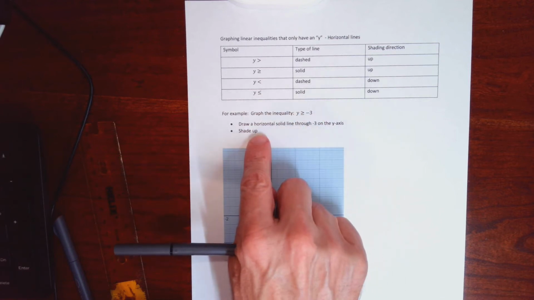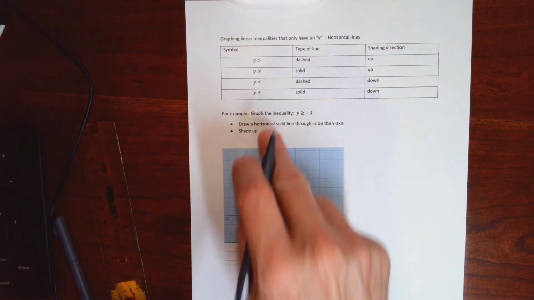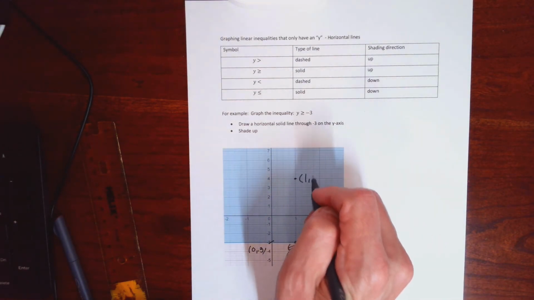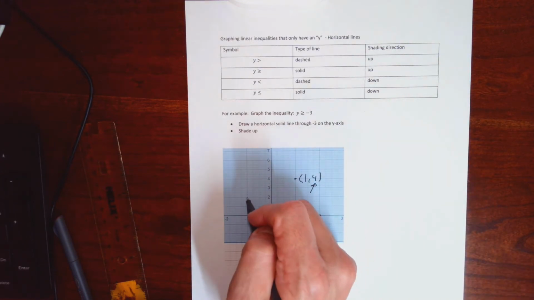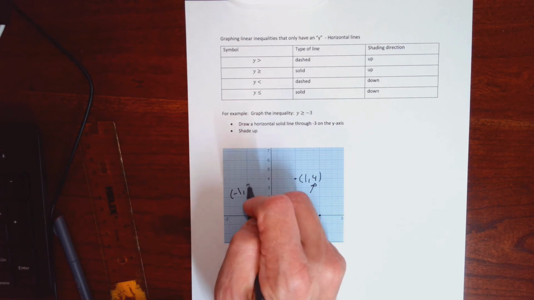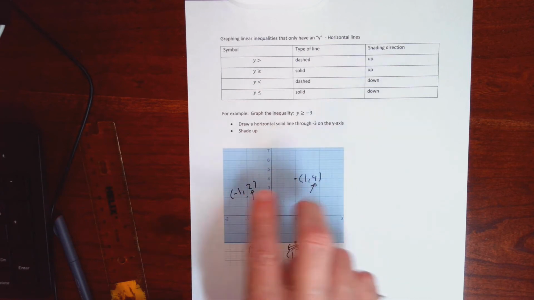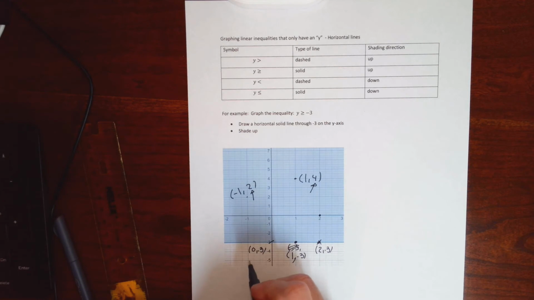And then I need to shade. I need to shade for the y's that are greater than -3. And if I go up from -3, the y's are bigger. Like here's the point (1, 4). If I just look at it, its y is bigger than -3. Here's the point (-1, 2). Don't worry about the x, just look at the y: it's bigger than -3. So all the points that I shaded up over, the y's are bigger than -3. If I came down to a point like (-1, -5), its y is less than -3, so it doesn't get shaded.